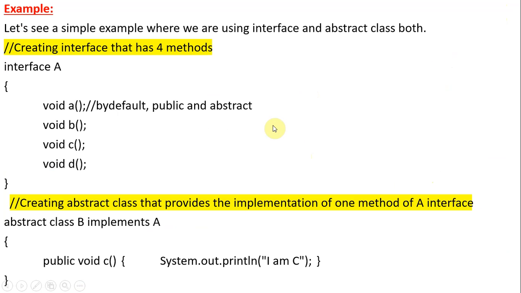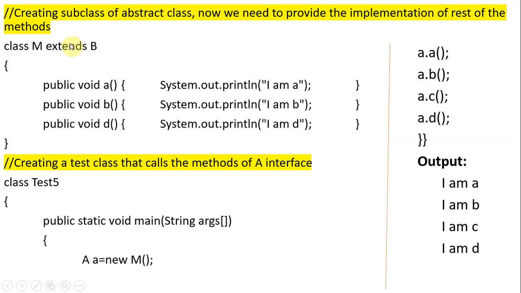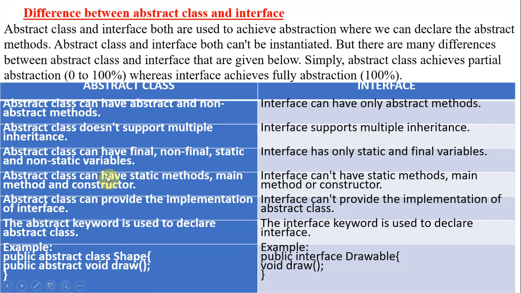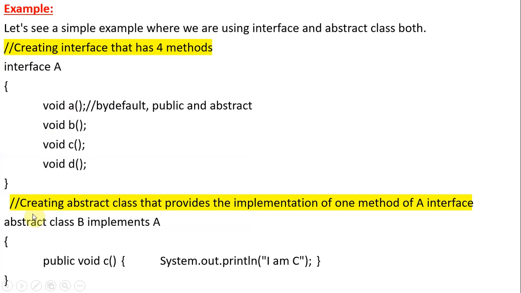What we did here: this is an interface, this is an abstract class, this is inheritance, this is upcasting, and creating the object and calling the methods. We combined all of it here, so this is an example for both interface as well as abstract class. See the point here: an abstract class can provide the implementation of an interface. In the example, this is an interface, and for one of the interface methods the abstract class provides the implementation. That is possible, but the reverse is not possible.